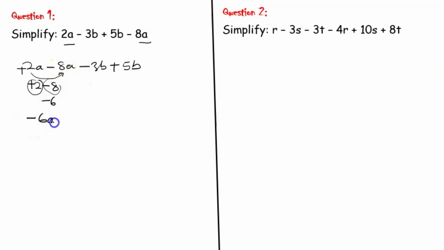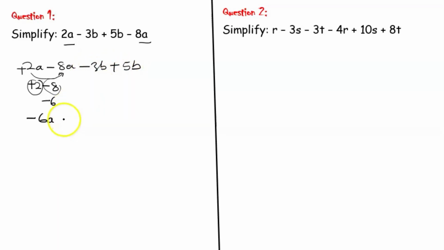Then you just simply repeat the a that is common to both of them. Another way you can do this, let's just finish this one, then I will show you another way you can simplify this. Then we also have minus 3 plus 5. You are owing 3 naira, you have 5 naira. If you pay the 3 naira you are owing, you will be left with 2 naira.